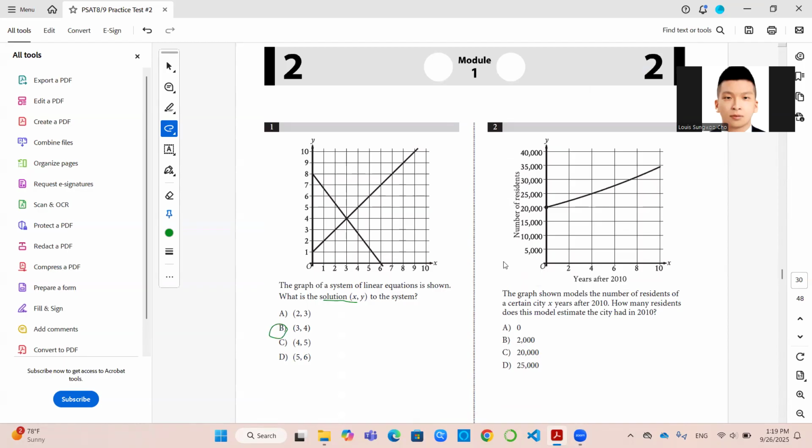The graph shown models the number of residents of a certain city x years after 2010. How many residents does this model estimate the city had in 2010? Well, it's pretty straightforward here. It's 20,000, so C is the correct answer.